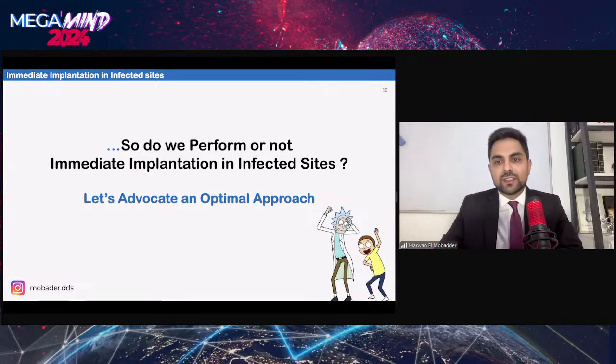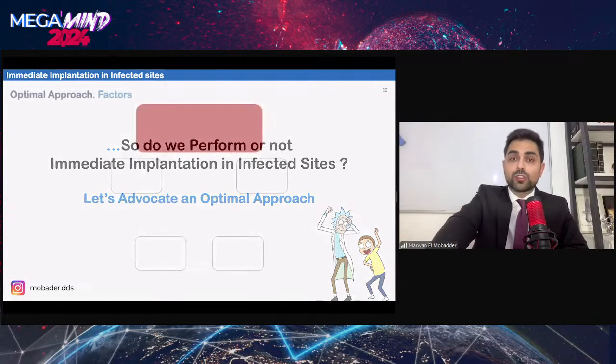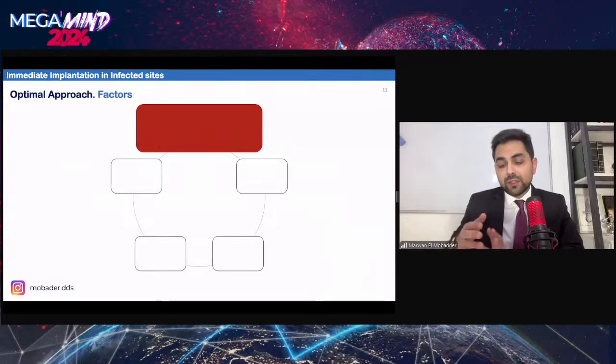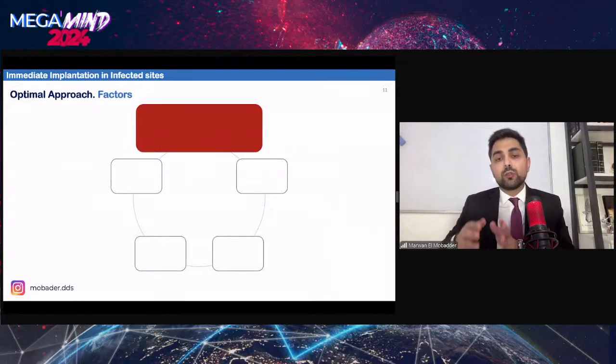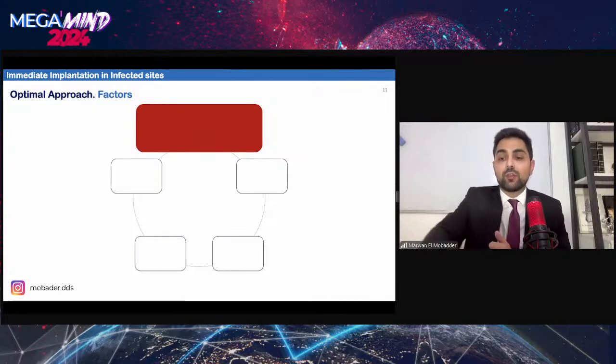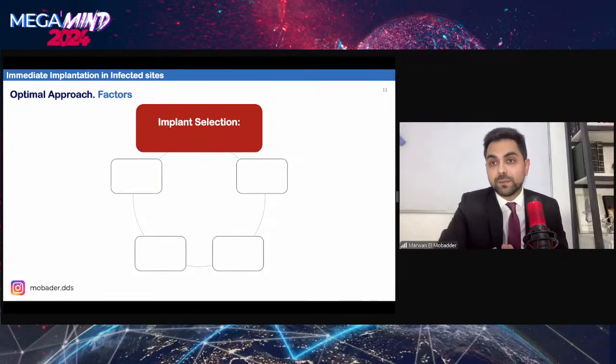Further investigations are very important. We need further studies. But in case we want to do immediate implantation in infected sites, let's propose an ideal approach. I tried to simplify things by dividing this optimal approach into 5 factors. The first factor will be implant selection.